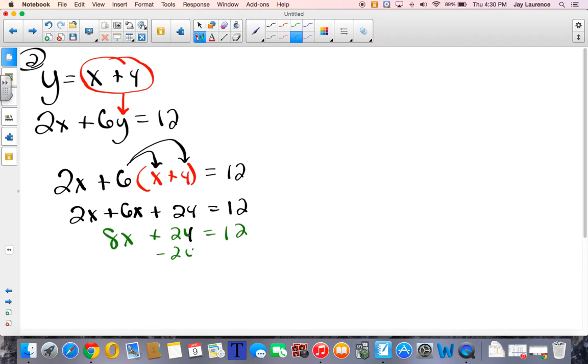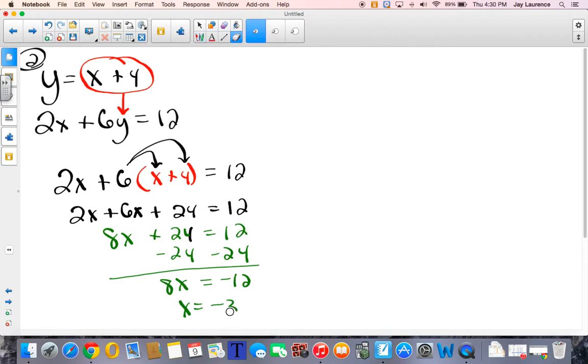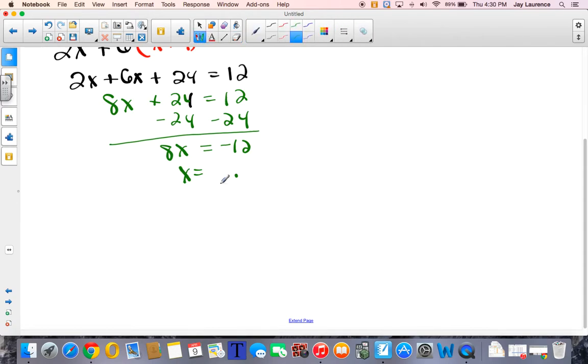I'm going to subtract 24 from each side. 8x is going to equal negative 12. X is going to equal negative 3. No, silly Mr. Lawrence. X doesn't equal negative 3. X is going to equal negative 12/8, which will simplify to negative 3/2, or negative 1 1/2. That's the x coordinate.